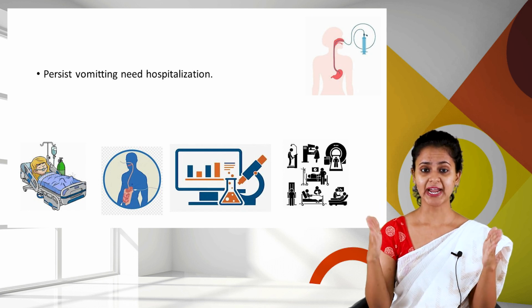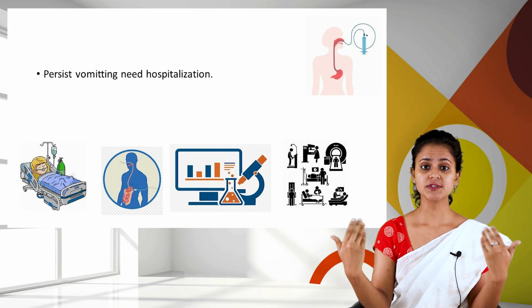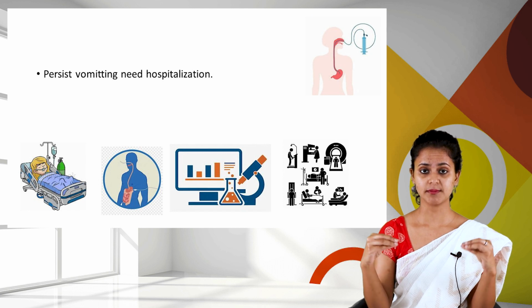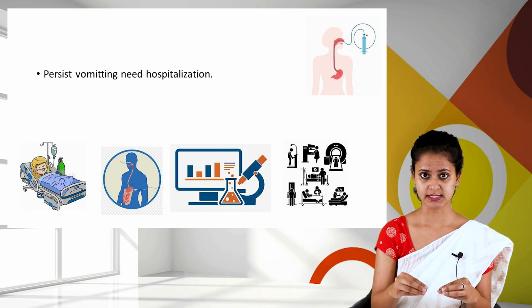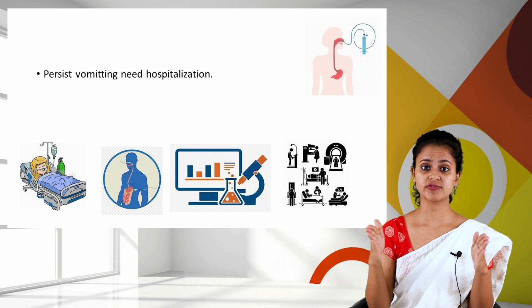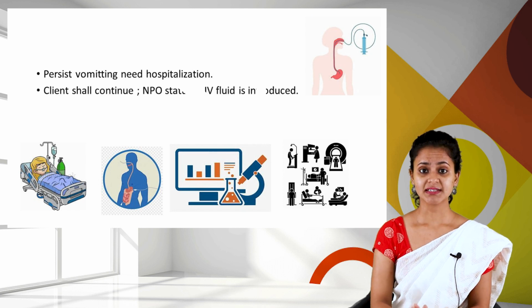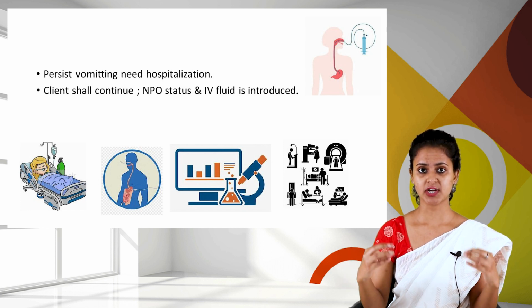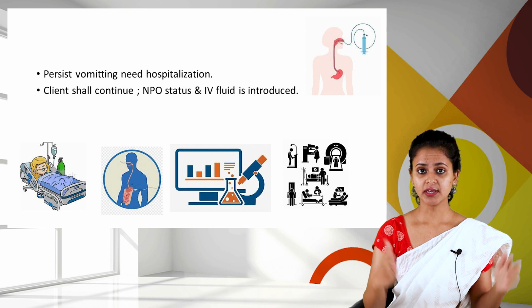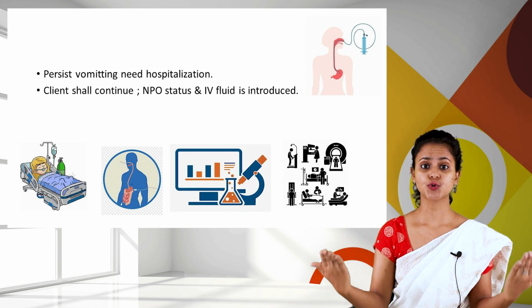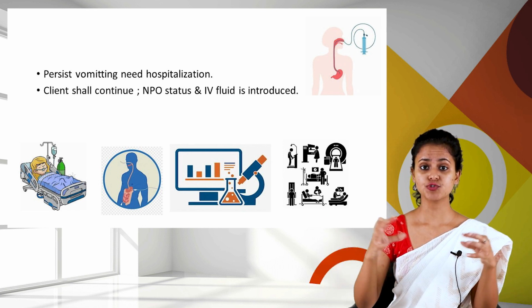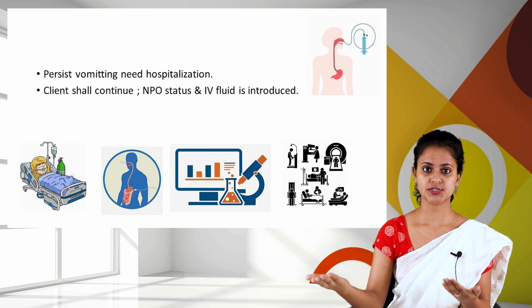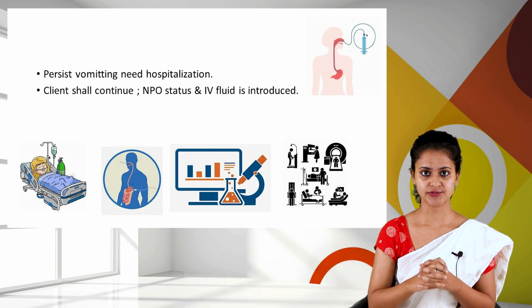As we know, persistent episodes of vomiting need hospitalization. So definitely a client should be monitored. Continuous monitoring of the vital signs and hemodynamic stability should be done within the hospital setup. Nurses have the major responsible role here. The client should be on nil per oral status, and should be managed with intravenous fluid administration. Here a nurse plays a very important role to calculate the amount of IV fluid that should be administered to the client to maintain their hydration level.